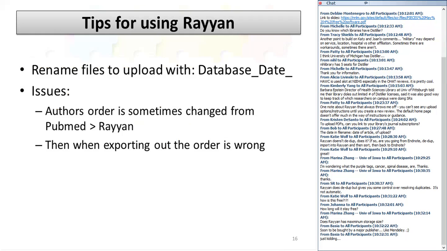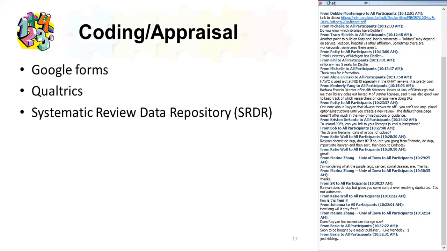Okay. So now a few more types of tools. One thing that happens after they've done the sorting is they'll need to code the articles, so basically looking at the data, pulling the characteristics from each of the studies. And they also need to do that appraisal part. So there's different tools for that.